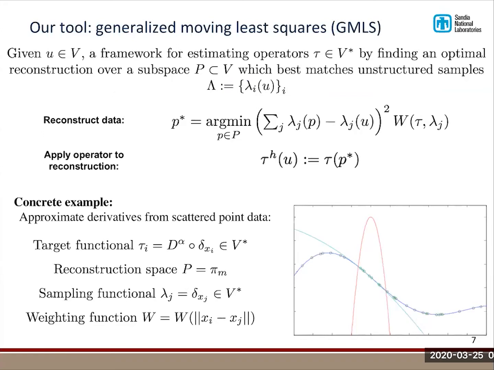And the tool that we're using is called Generalized Moving Least Squares. The way GMLS works is that, given a function u in a Banach space, it's an abstract framework for estimating operators tau. The idea is that you're going to find an optimal reconstruction over some subspace P of V, which best matches a set of unstructured samples. And here we write these unstructured samples in terms of sampling functionals lambda. This is a little bit abstract, but I'll break it down with an example.